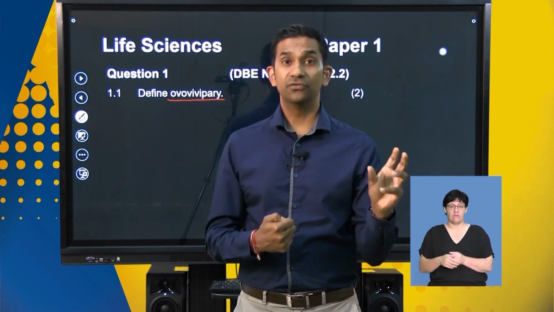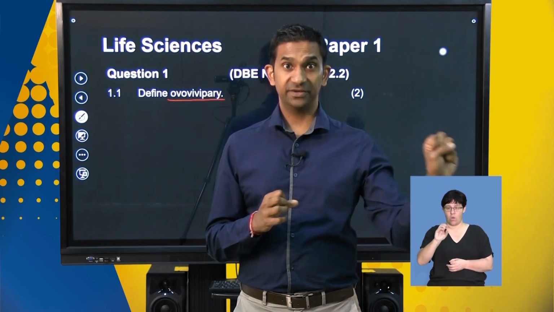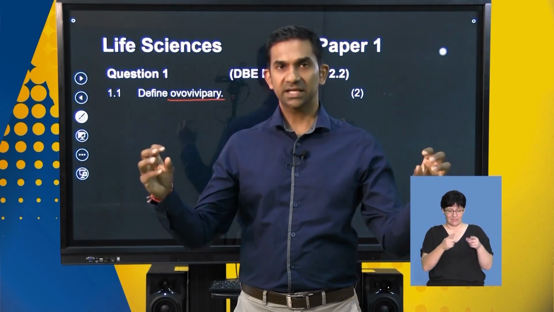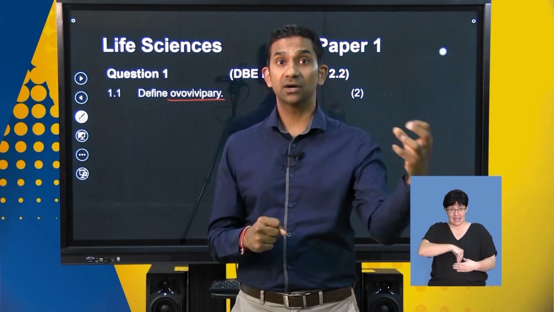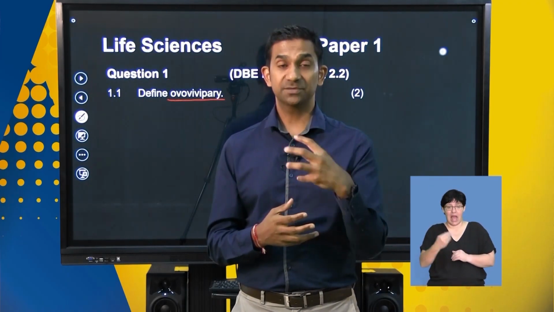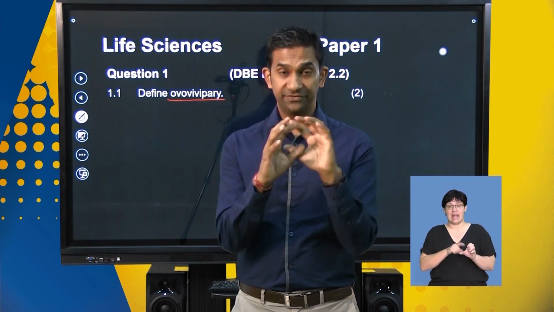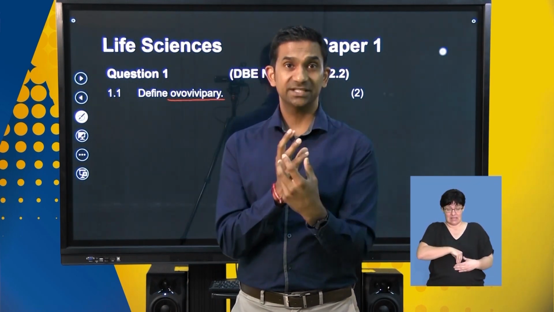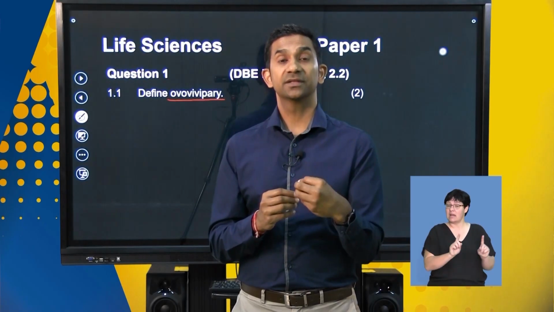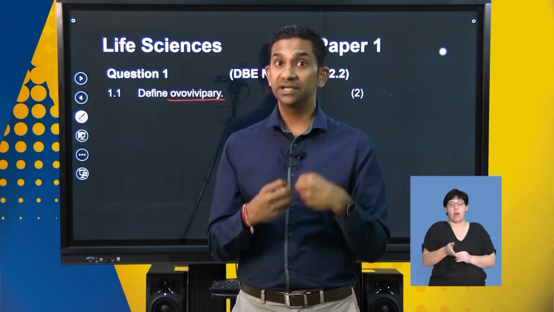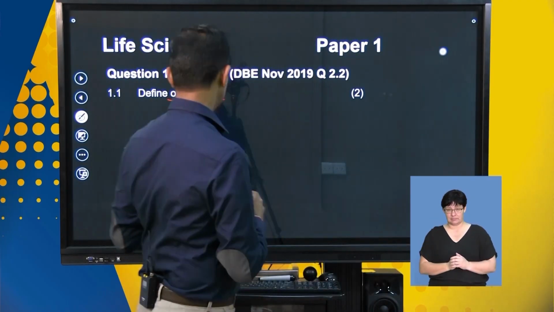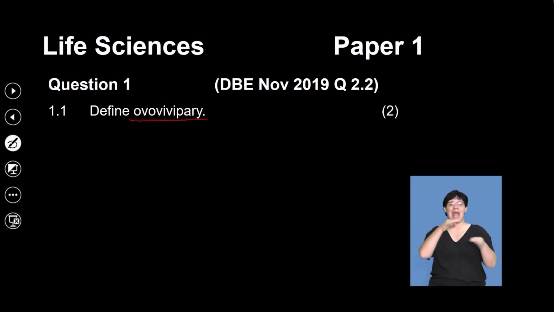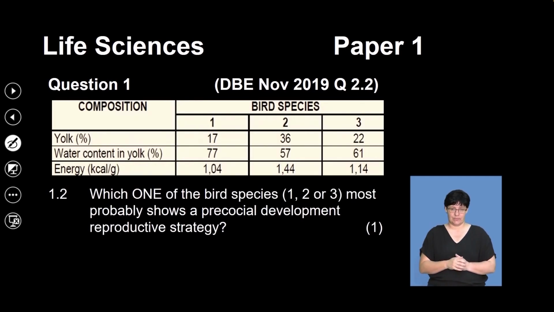If we look at ovoviviparity, that's a combination of viviparity and oviparity, and that's when a young individual hatches out of the mother, and that's because the egg would have developed internally with no direct attachment to the mother, and so she gives birth to young that have developed internally with no direct nutrition from the mother. So that's essentially what I've done now. I've been able to describe to you or define the concept of ovoviviparity. Let's move on to the next question.